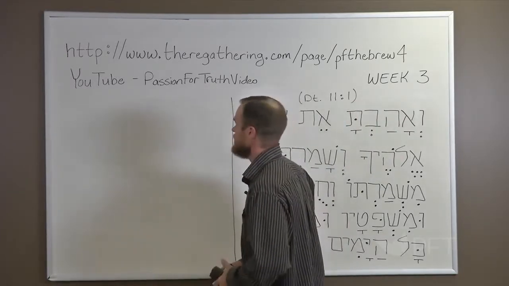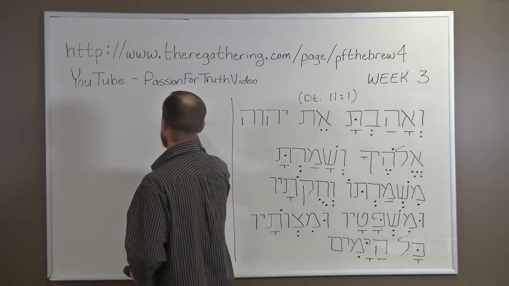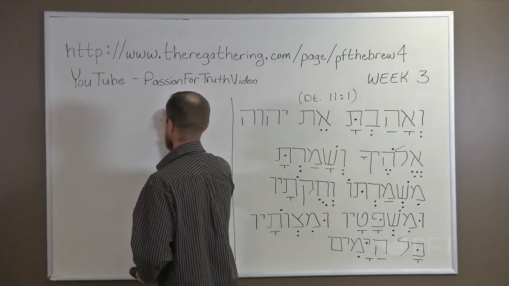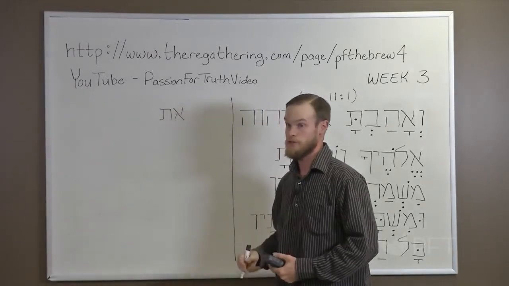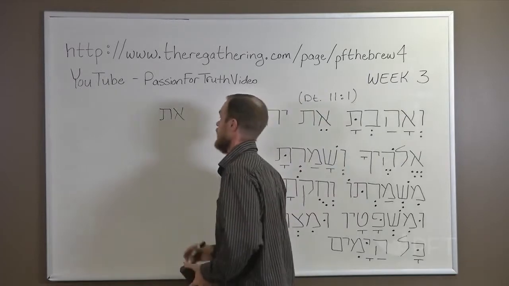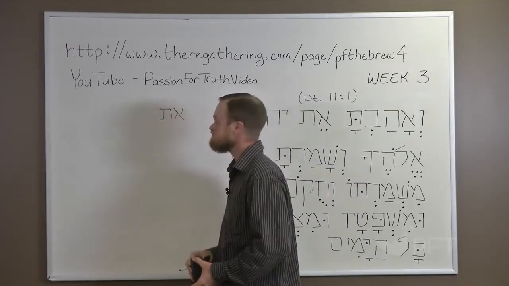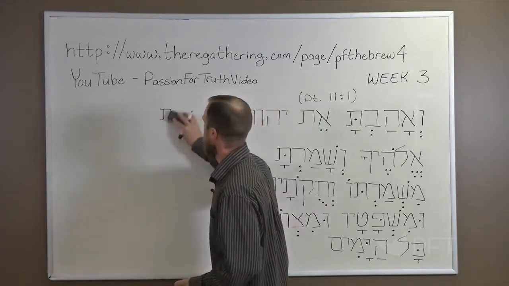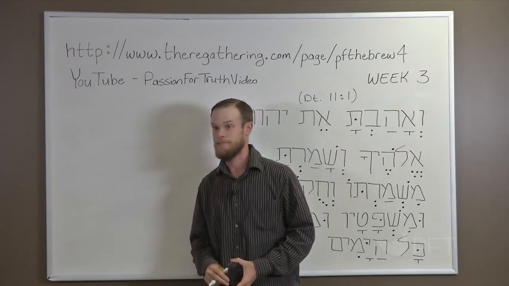The ahavta, et, our indicator that the next word is the direct object of the sentence. So the "you" being addressed is Israel, the same as the "you" that was addressed in verse 4. Et indicates we're about to say what Israel is to love. After et comes Yahweh Elohecha.